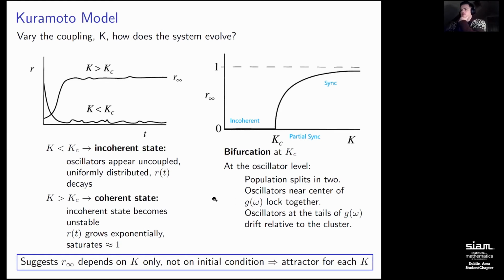So all of Kuramoto's results here essentially indicate that they're independent of initial condition, right? It really only depends on the coupling constant K, right? So that would suggest that for each value of K, the system has an attractor. There's actually only one attractor for each value of K.